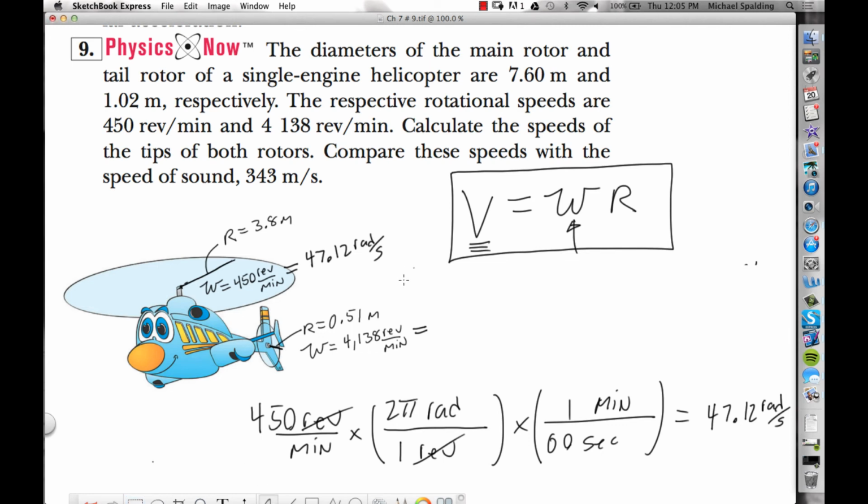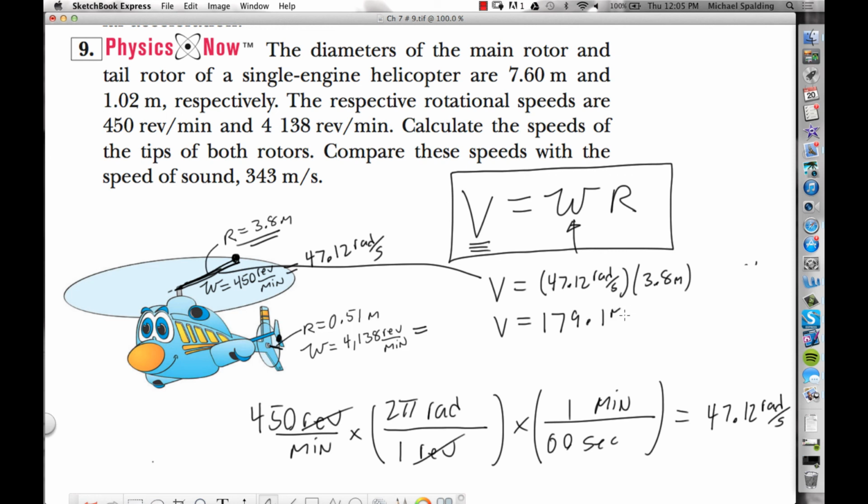All right, shh. So, calculate the speeds of the tips of both rotors. So we're going all the way out to the tip of the rotor. What are we going to plug in for R? The full radius, right? So for the big blade, we take the angular velocity, 47.12 radians per second, multiplied by the radius, 3.8 meters. The tip of that big blade is rotating at 179.1 meters per second, right? That's for the big blade.